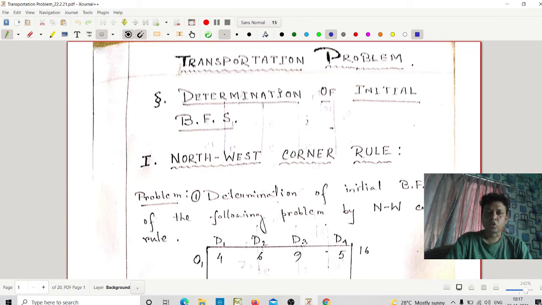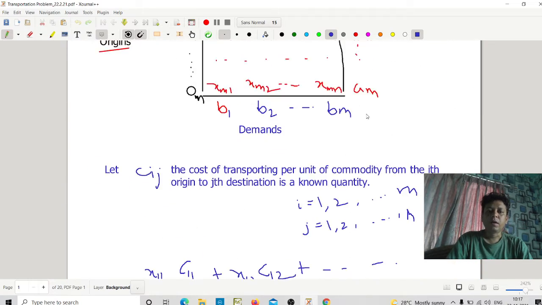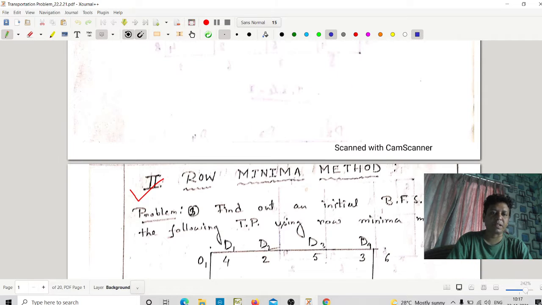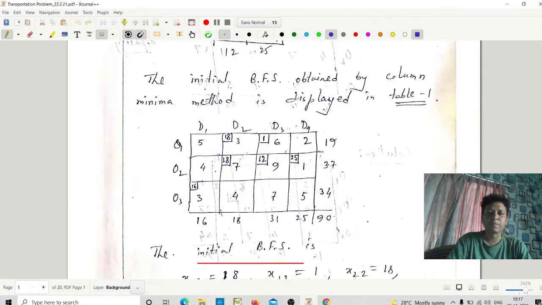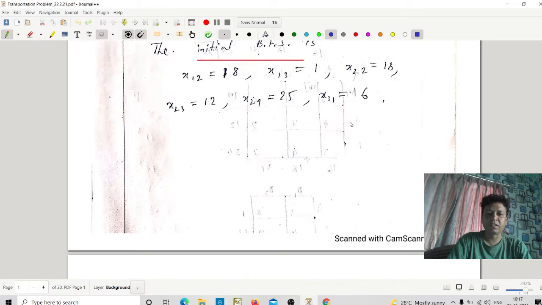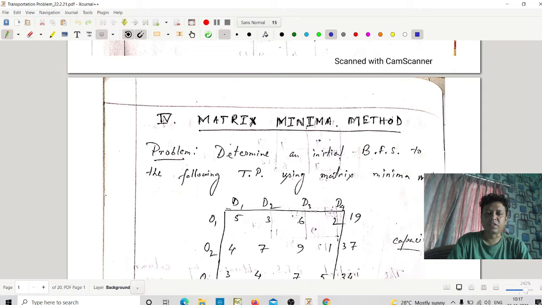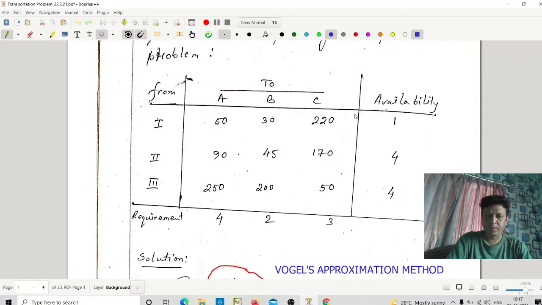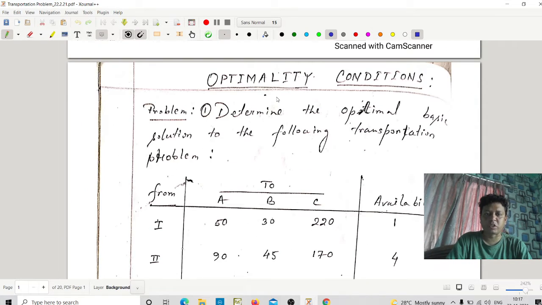Okay, everybody. So we have a transportation problem, and we have been talking about the northwest corner rule, matrix minima method, row minima method, column minima method. All these methods we have discussed, except Vogel's approximation method. These methods are for finding the initial basic feasible solution. Now I will talk about Vogel's approximation, and with that method we'll get the initial basic feasible solution, and we will see whether the solution is optimal or not.